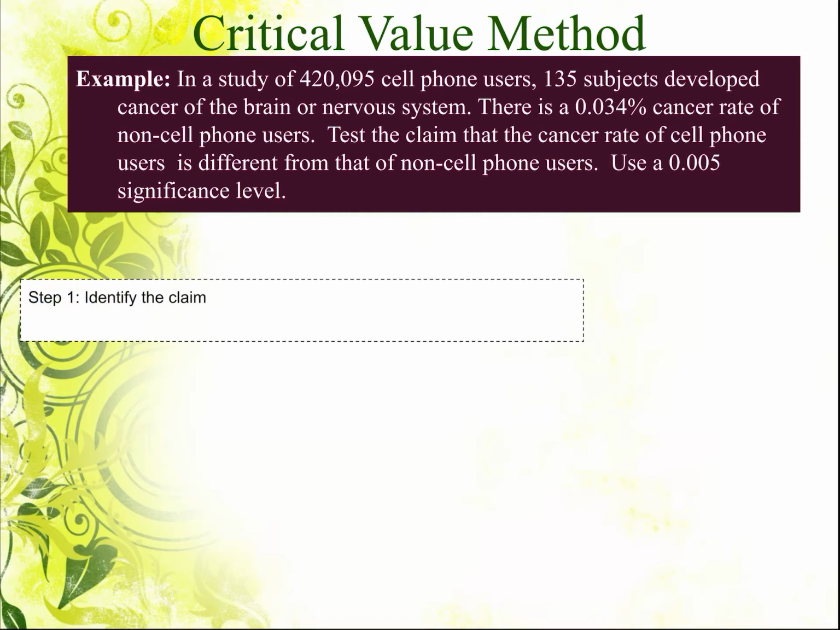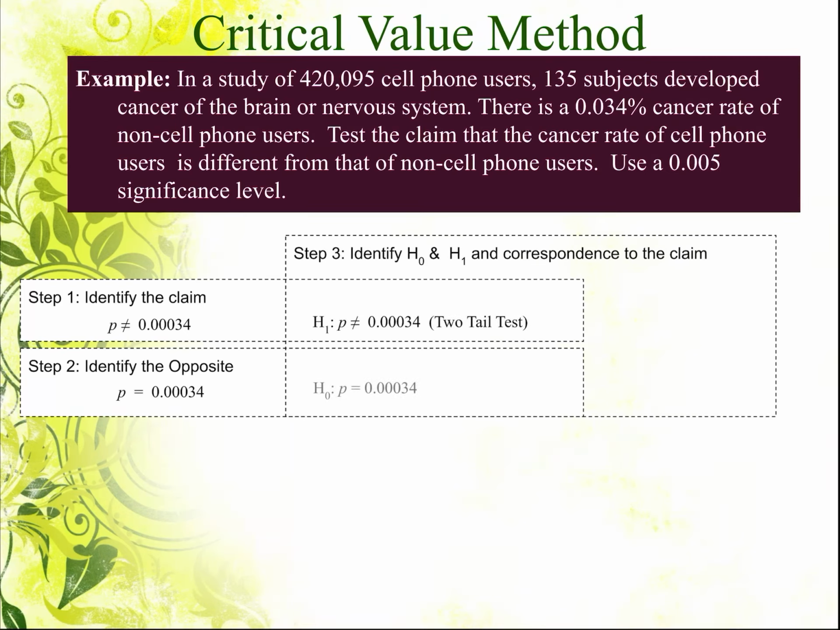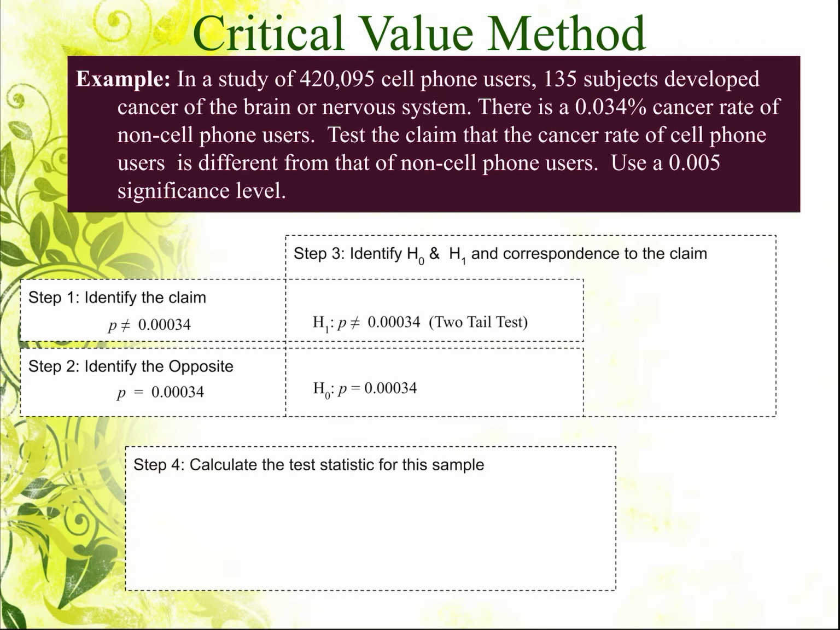Okay, and again, we're going to use the critical value method here. So to identify the claim, it's just that the cancer rate of cell phone users is different from non-cell phone users, so that P is not equal to 0.00034. The opposite would be that P is equal to the cancer rate of non-cell phone users, so P equals 0.00034. That one will be the null hypothesis with the equality, and the not equals to one will be the alternative hypothesis, giving us a two-tailed test.